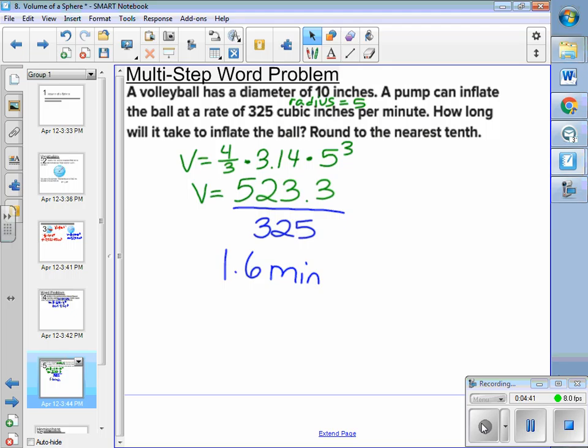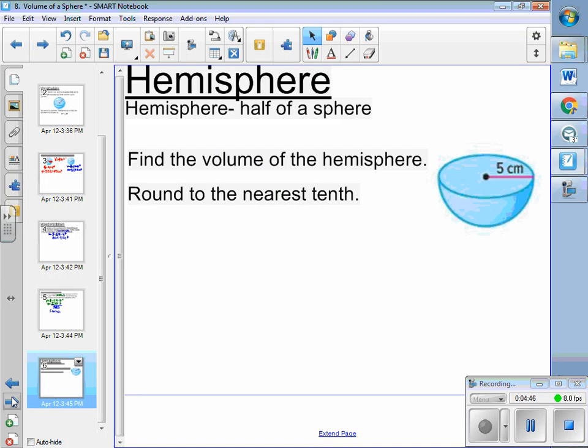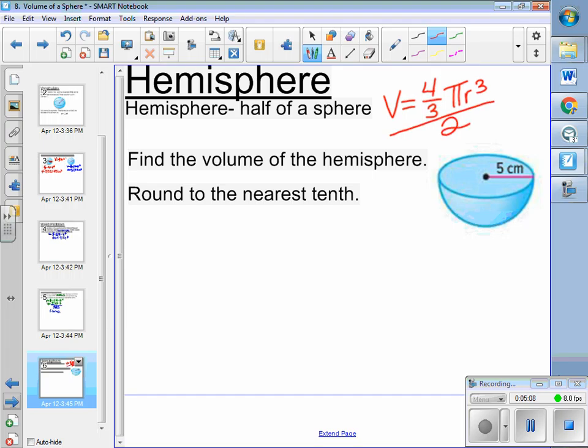Okay, moving on to our next problem and our last problem. We have a hemisphere, which is half a sphere. So we want the volume of a hemisphere. The hemisphere is just half a sphere, so we can take our original formula, V equals 4/3 pi r cubed, and divide that by 2.